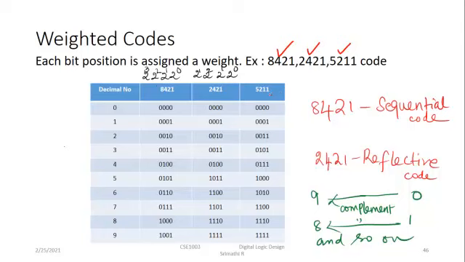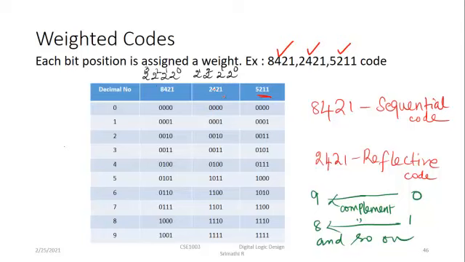Here also each bit position is given a weight. For example, the decimal number 0 is equivalent to 0 0 0 0. For 5211, the first digit is given a weight of 1, the second digit a weight of 1, the third digit a weight of 2, and the fourth digit a weight of 5. Similarly, for 2421, the first digit is given a weight of 1, the second digit a weight of 2, the third digit a weight of 4, and the fourth digit a weight of 2.